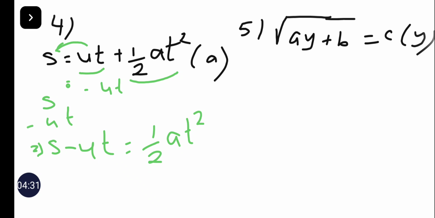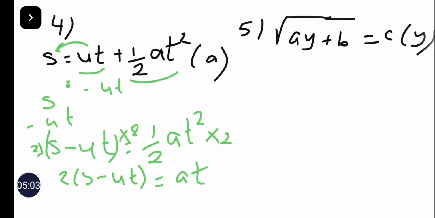The next thing is, if I'm to make A the subject, what are the operations linking A? Yes, we have here multiplication, half times A times T squared. So what do I do? The first thing, I have to remove this 2. To remove this 2, I multiply both sides by 2. This one has 2 terms, so I multiply by 2 here. We're going to have 2 times S minus UT, and on the other side this gives us AT squared.